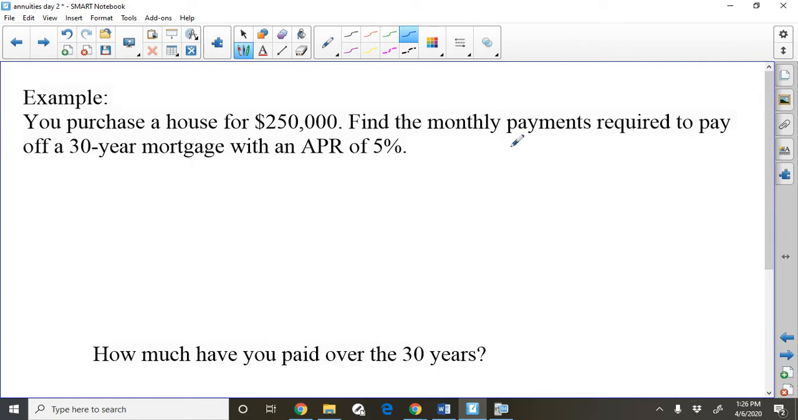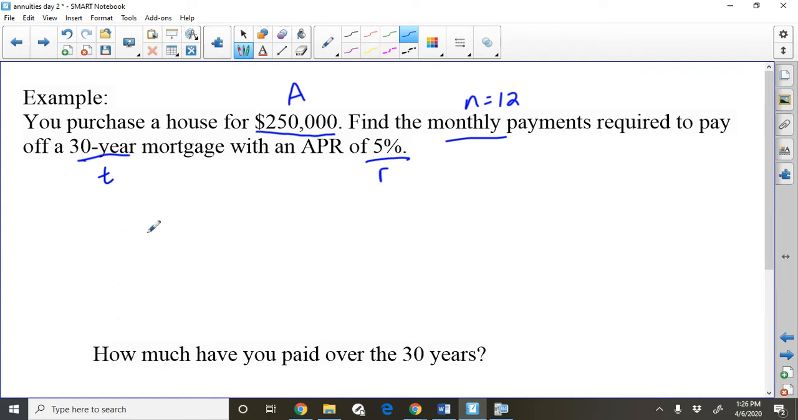Here's an example for one of these problems. You purchase a house for $250,000. And for these problems, we're going to assume that you are taking out the loan for the entire amount of the house. We're going to find the monthly payments required to pay off a 30-year mortgage with an APR of 5%. These are monthly payments, so n is 12. The amount that you purchased the house for is the present value, the A. We're going to find the monthly payments for a 30-year mortgage, that's our time, with an APR of 5%.